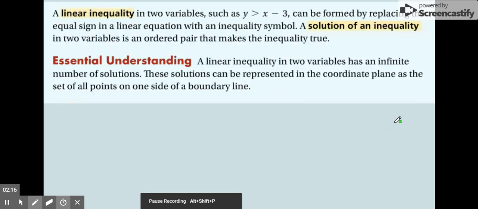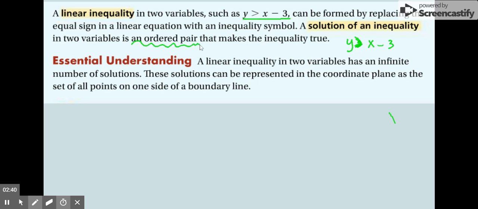A linear inequality in two variables such as y is greater than x minus 3 can be formed by replacing the equal sign. So it looks familiar, like when you have the equal sign, right? Now we're just going to change it to an inequality sign. And a solution of an inequality in two variables is an ordered pair that makes the inequality true. It could be any ordered pair that makes the inequality true, so it's not going to be just one.